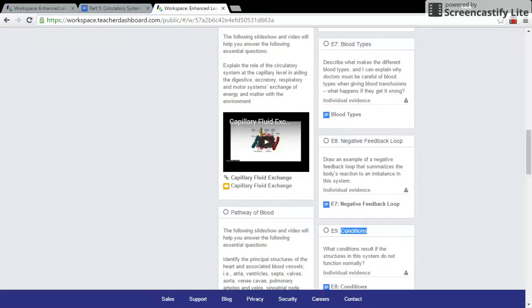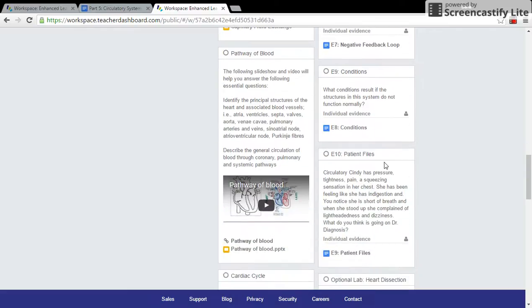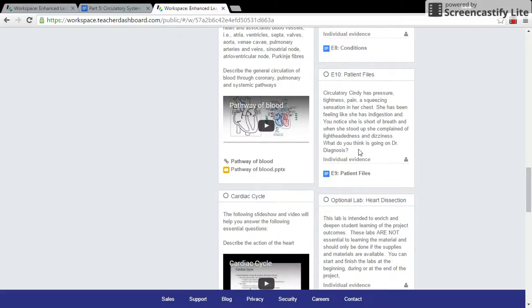There's those conditions. Now here you can look at it in a bunch of different ways. You could look at cardiac conditions. You could look at blood conditions. You could look at things that affect just your vessels. Whatever you want, you could have more than one condition if you find a couple or a couple negative feedback loops as well. There's those patient files. Circulatory Cindy has shown up. She wants to know what's wrong. So try to figure out what you think might be happening with her.